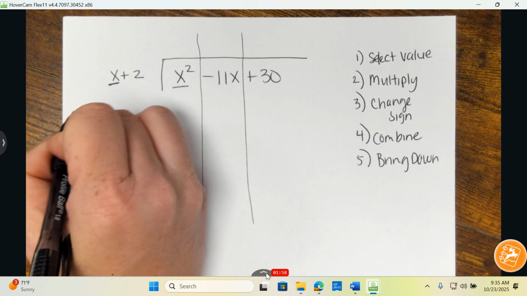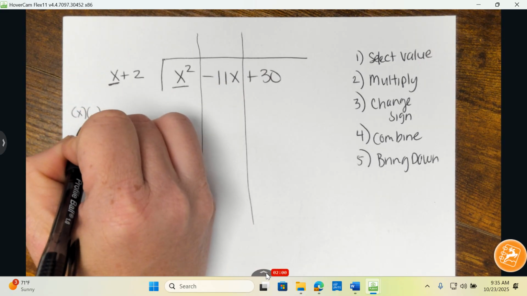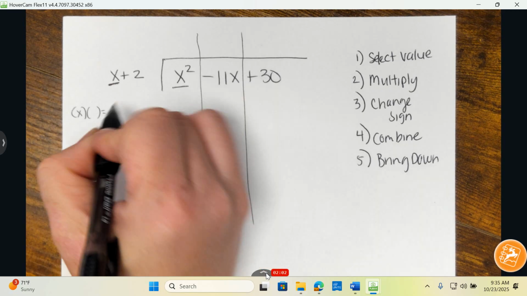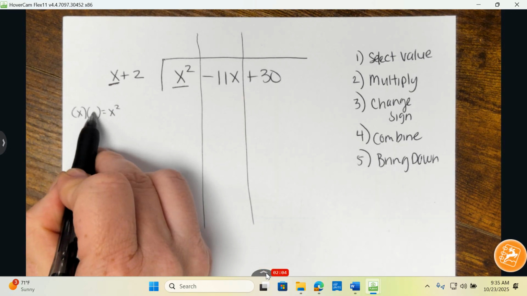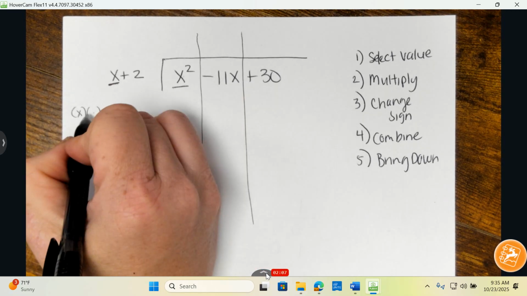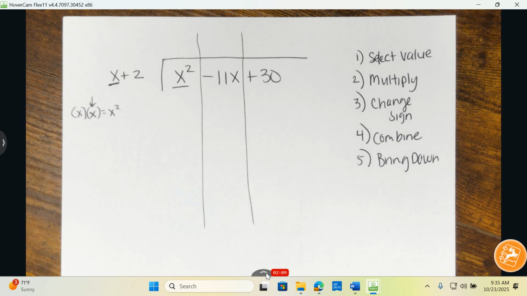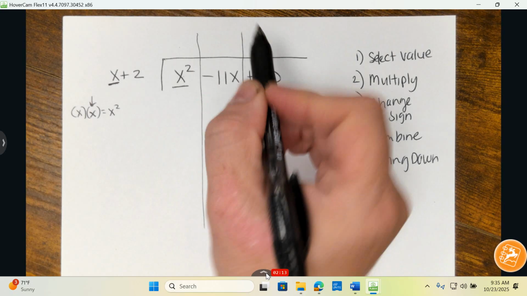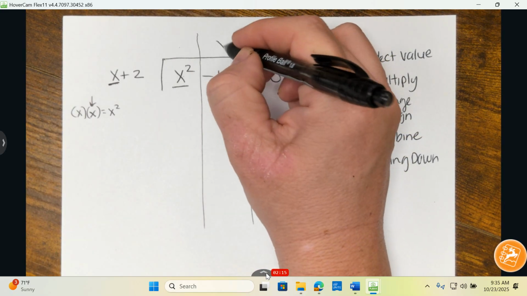I start with the value outside, and I ask myself, x times what? I want to fill this in. X times what equals x squared? And the answer is x. This is my selected value. This is step 1. So up here, I can see x's are only in the middle. So I put down an x.